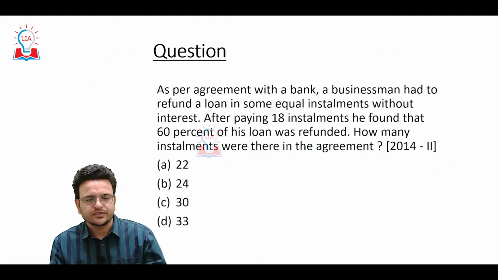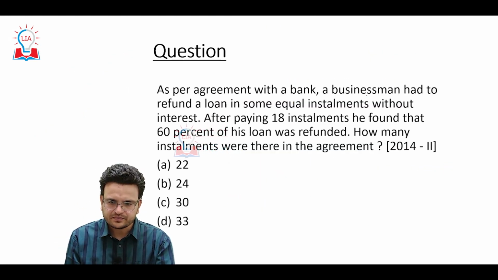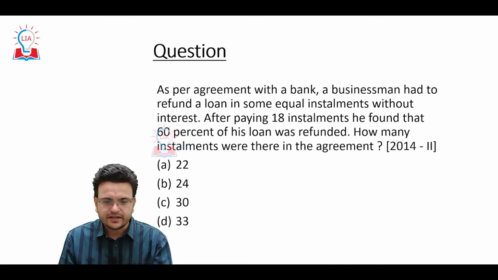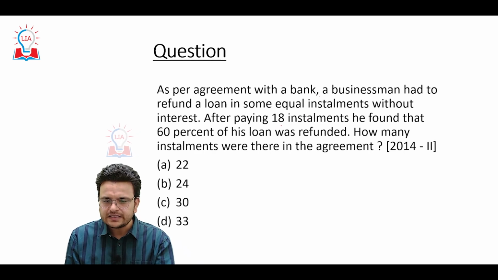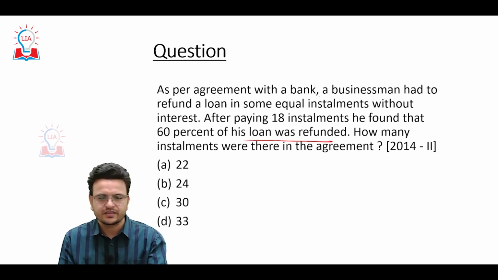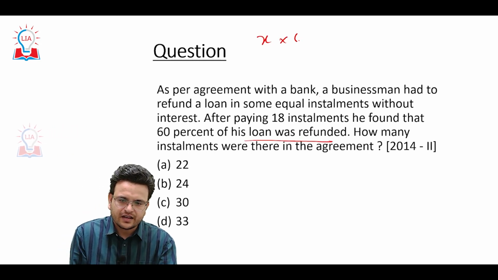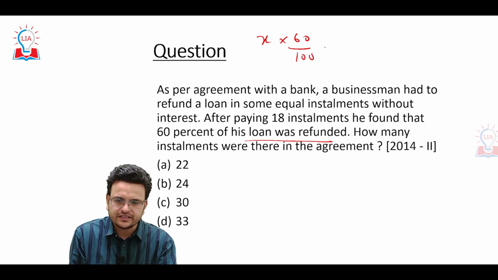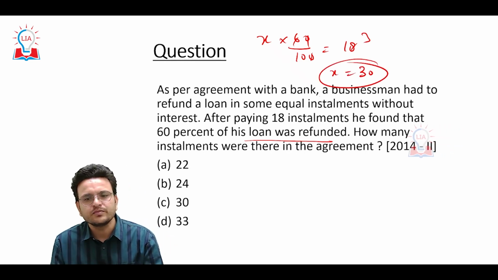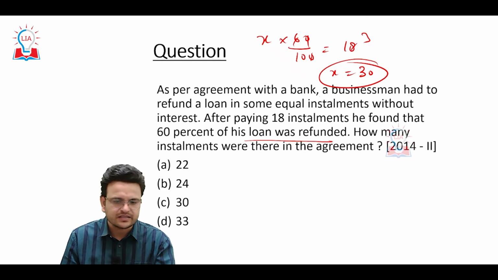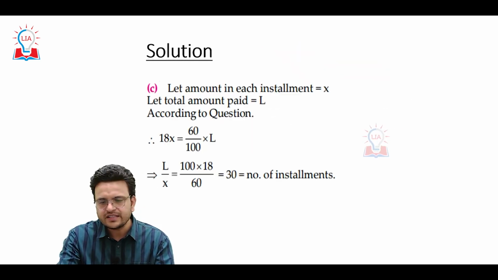Come to one more question. As per agreement with a bank, a businessman had to refund a loan in some equal installments without interest. After paying 18 installments, he found that 60% of his loan has been refunded. Very easy question, like 60% of x is equal to 18. Very simple, and then x will be 30. Such types of questions we should not miss. I gave this concept when I solved percentage questions also. So the answer will be C.